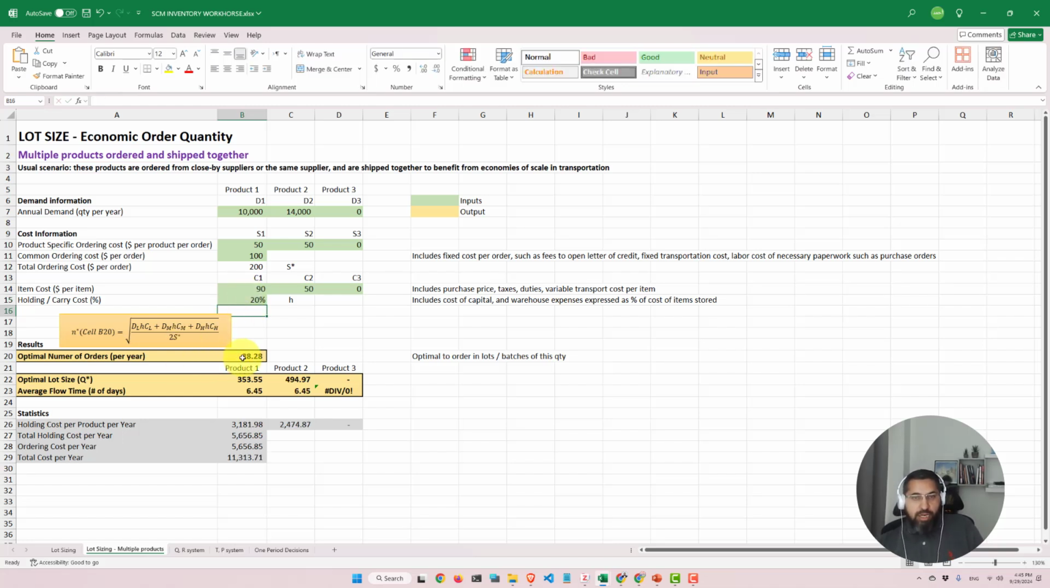Then you'll see that the optimal number of orders comes out to be 28.28. That's your N star. And then you're going to divide the annual demand by N star to get the order quantity for premium tires. So if you observe, I take the annual demand 10,000 divided by N star 28.28. Same thing I do here. I take annual demand of 14,000 divided by 28.28. And I get the optimal lot size.